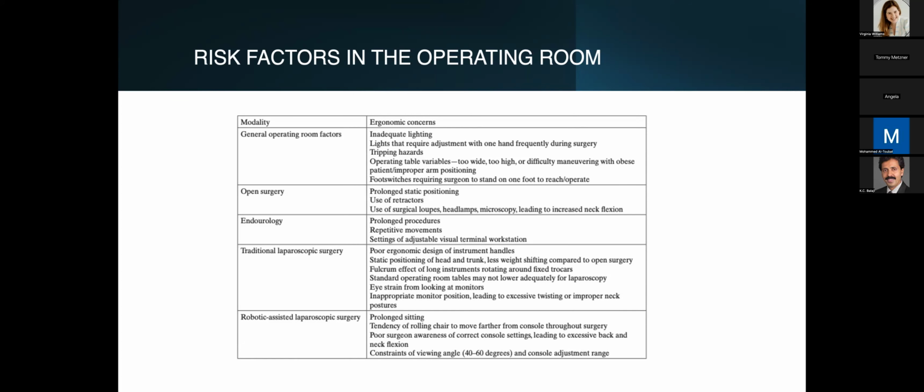Some risk factors seen in robotic-assisted laparoscopic surgery are the prolonged sitting and the tendency of rolling chairs to move farther away from the console throughout the surgery. Actually, the surgeon himself has poor awareness of correct console settings, leading to excessive back and neck flexion, and constraints of viewing angle, about 40 to 60 degrees on the console, and adjustment range.